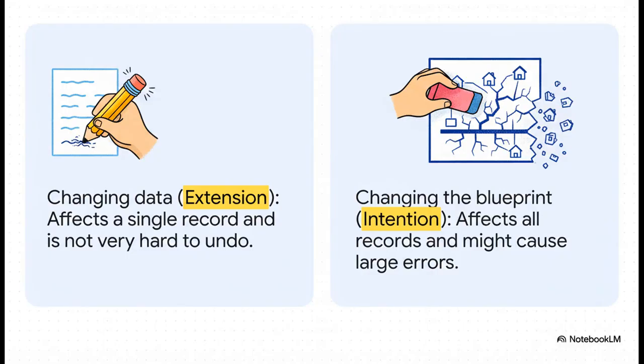So here's the crucial point. There's a huge difference between changing the data and changing the blueprint. Adding or updating a single student's record, that's simple. It's easy to undo. But changing the blueprint, like deciding you're going to store a new piece of information for every single student, that affects all the stored records and could be totally catastrophic if it's done wrong.